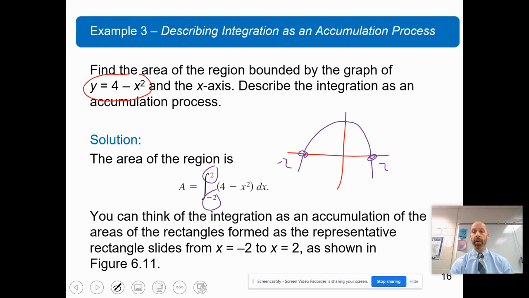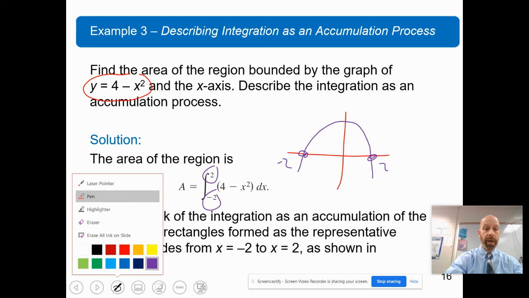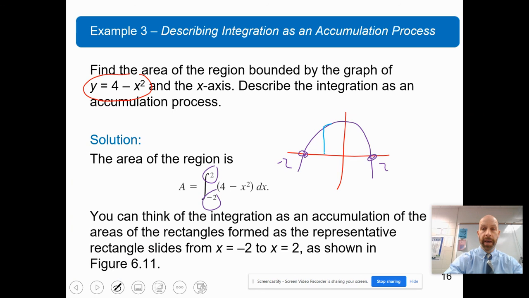You can think of the integration as accumulation of the area of the rectangles formed with the representative rectangles from negative 2 to 2. So what we're talking about here is if we were to draw a little rectangle like this, the width of this rectangle would be delta x, and the height of the rectangle would be the function y equals 4 minus x squared in this problem.